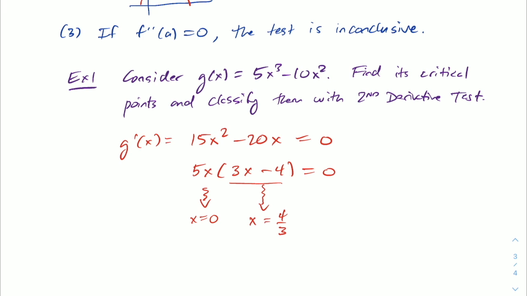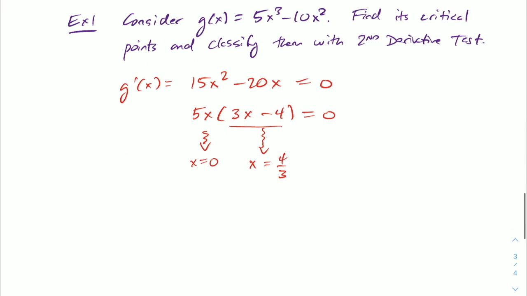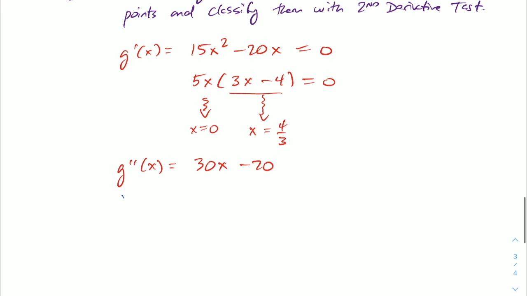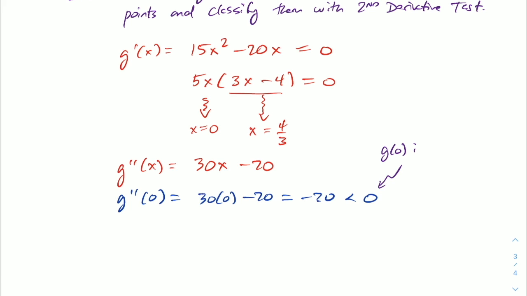And now we want to take these critical points and put them into the second derivative. So let's compute the second derivative. The second derivative is 30x minus 20 by the power rule. And if we put 0 into this second derivative, we'll get 30 times 0 minus 20, which is negative 20, which is less than 0, so negative. So this means that g of 0 is a relative maximum.